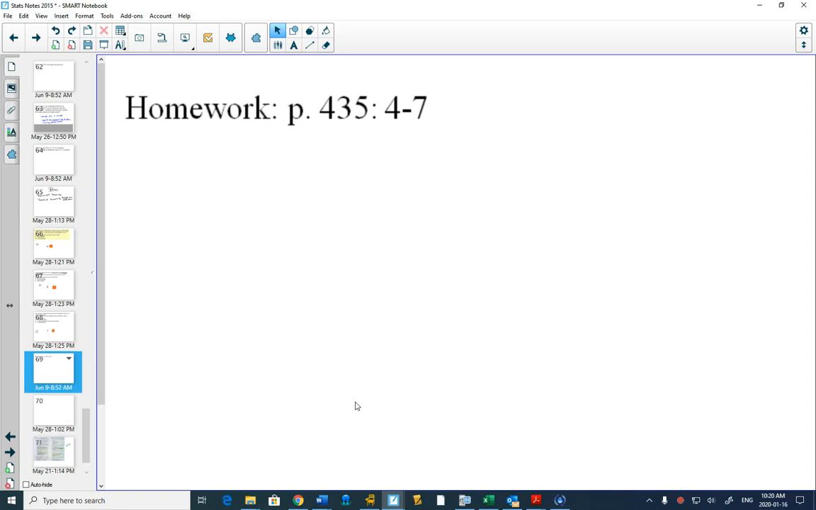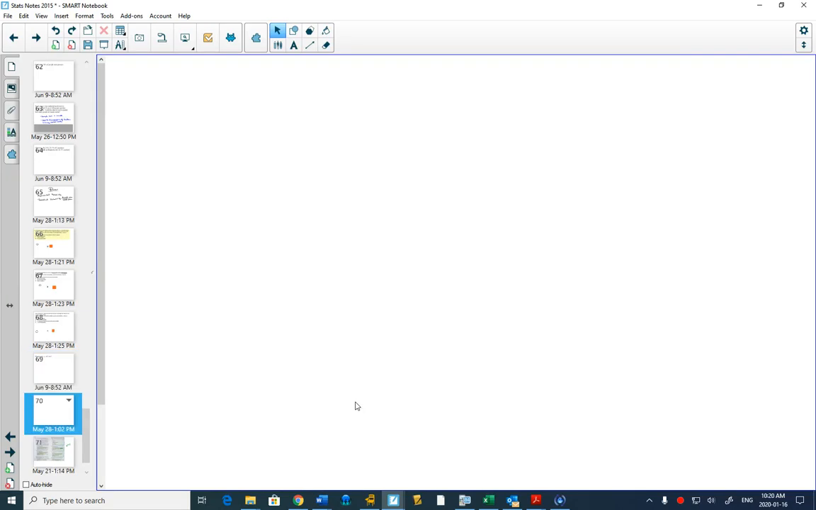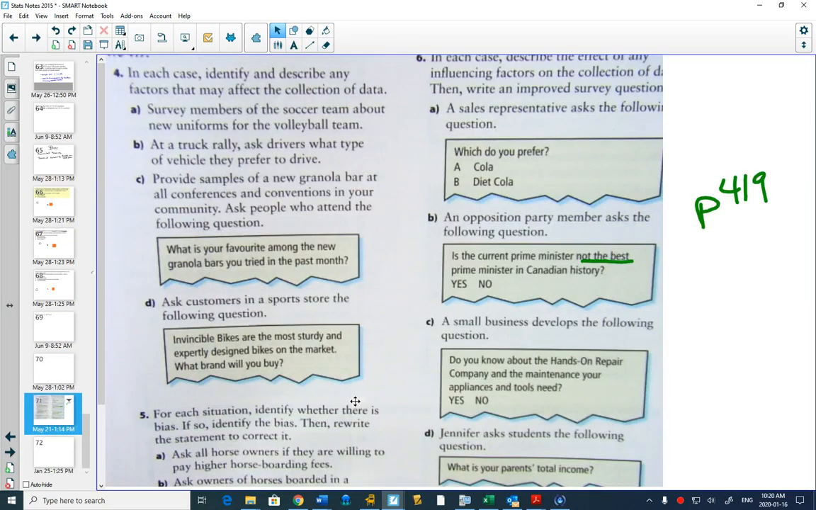There is your homework, which I'm going to get you to work on for the rest of the class. If you do not have it, there's page 419. And you can study from this. I'll keep this up.